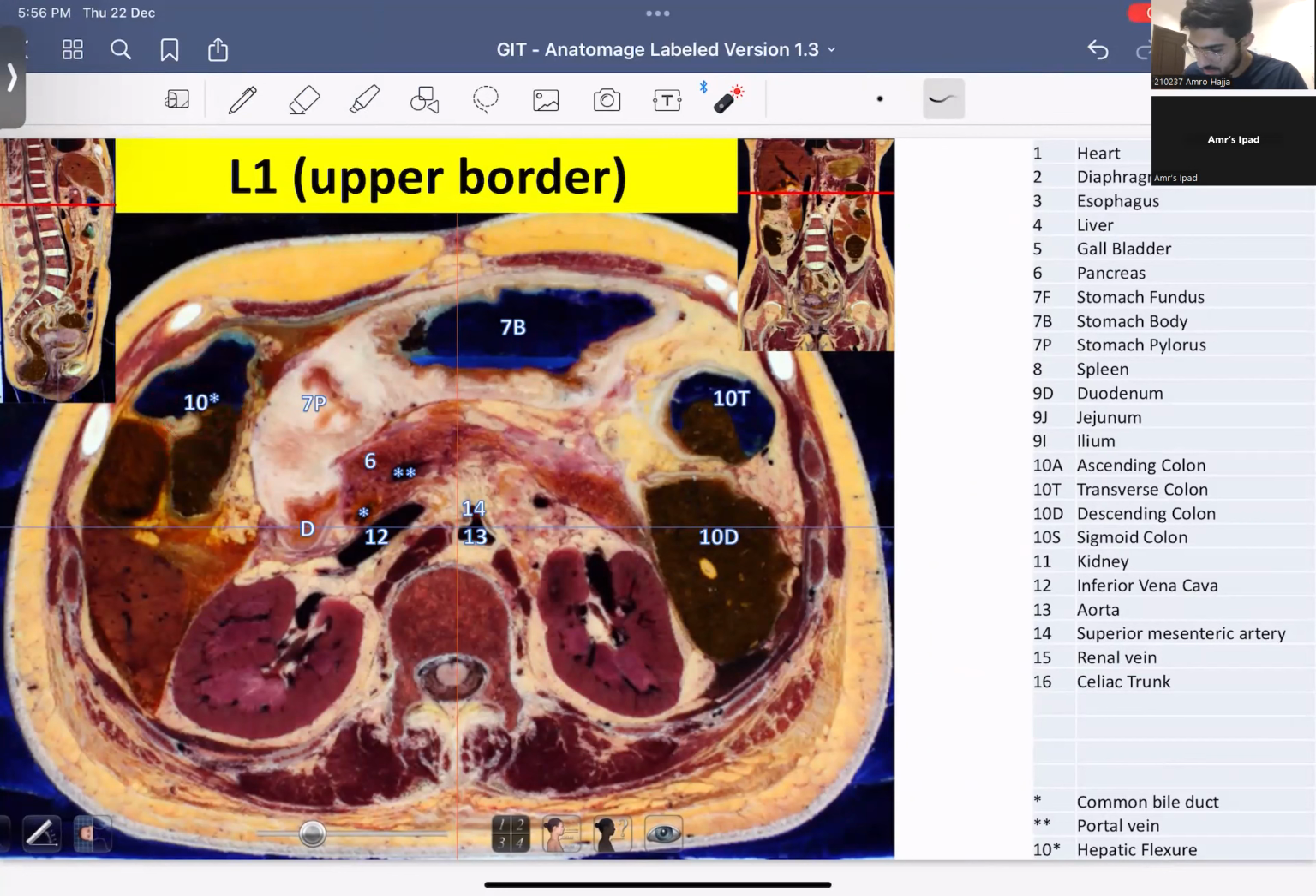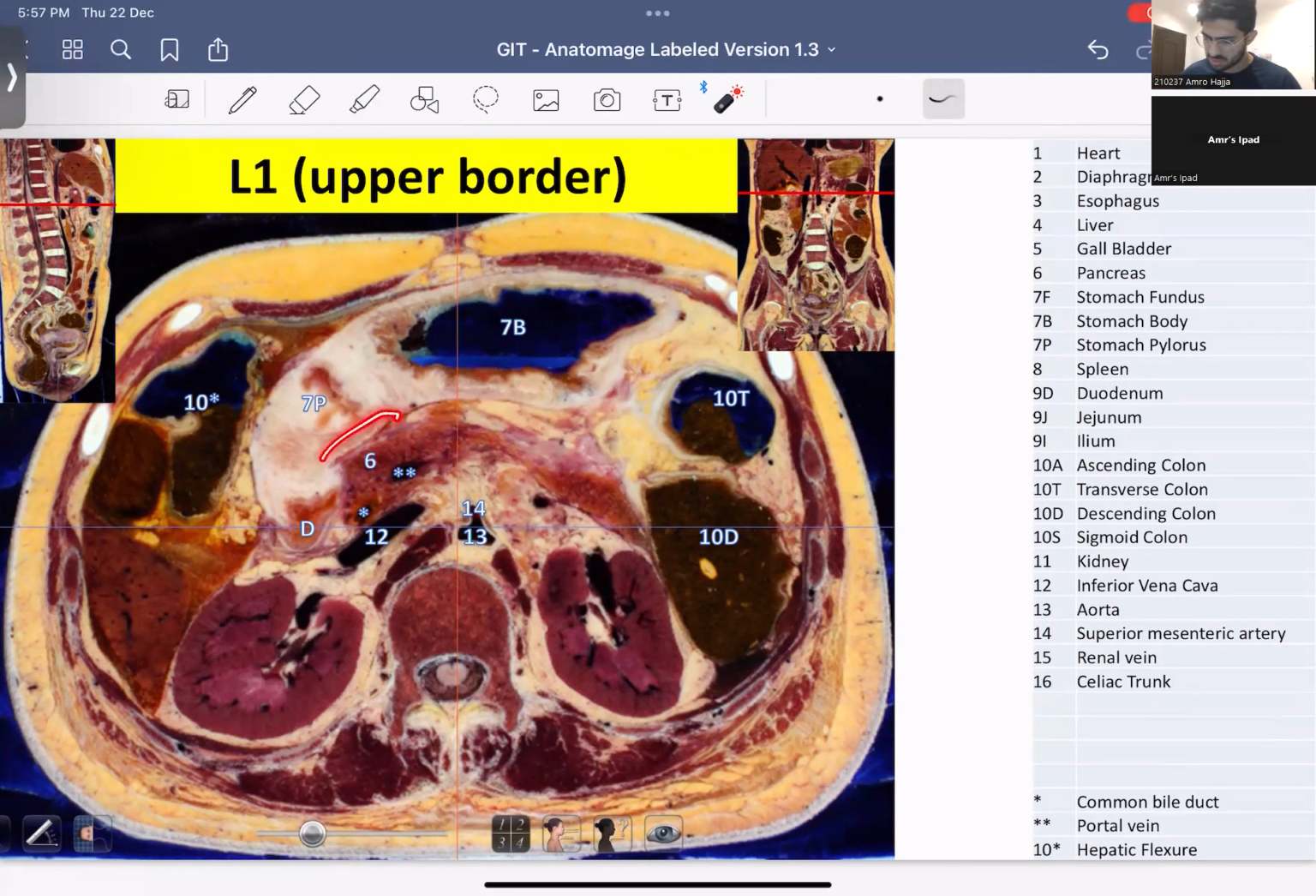Here we have the pylorus part of the stomach. Here we have the body of the stomach. And then here D, which is basically going to be the duodenum. Now what do we have here? We have the inferior vena cava. Here we have the pancreas. Let me just highlight it. Here we have the common bile duct. Here we have the portal vein.